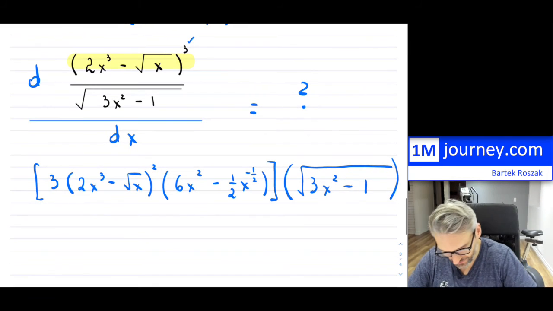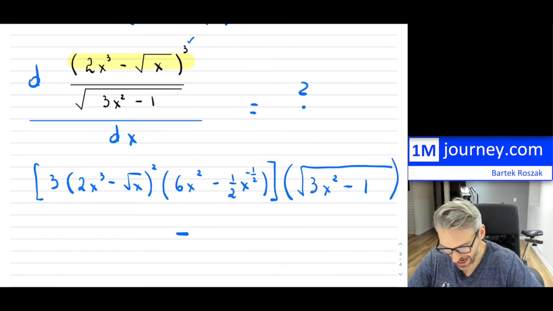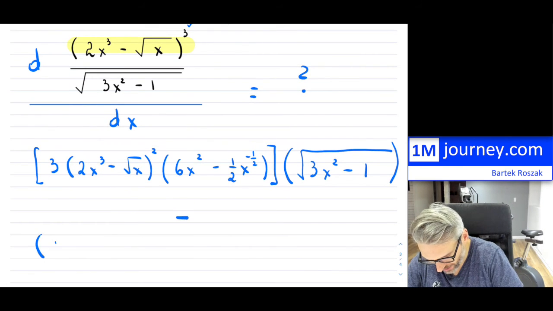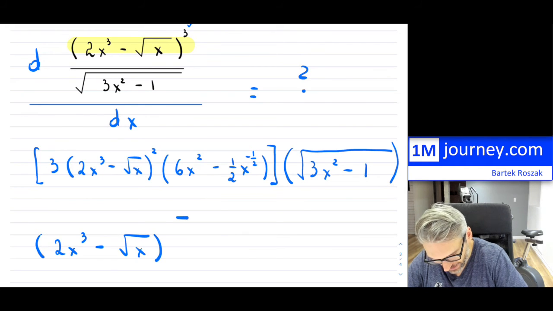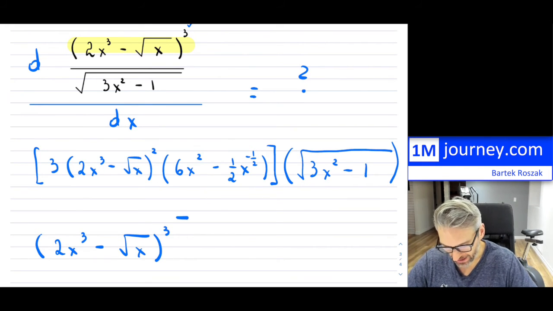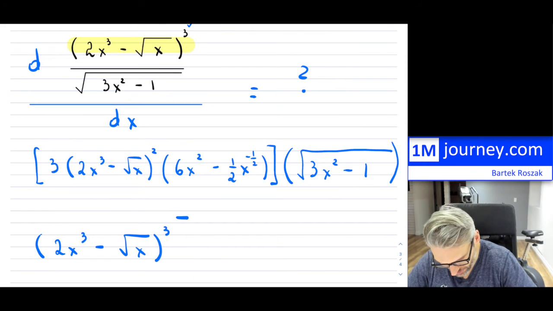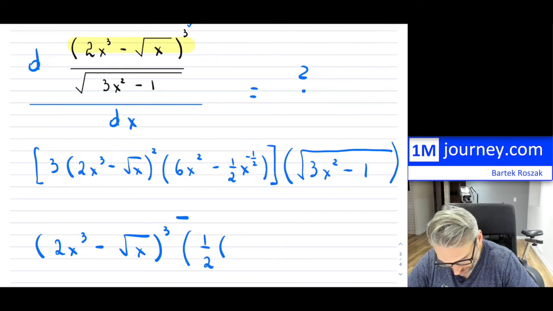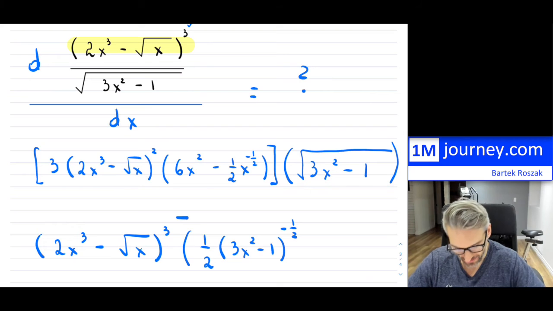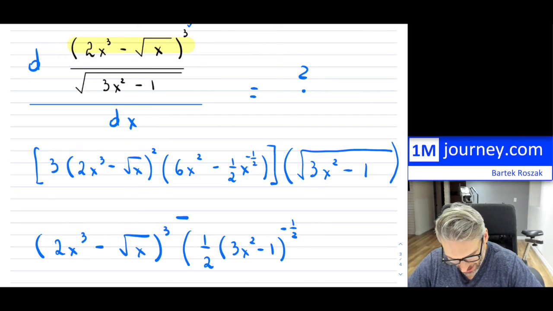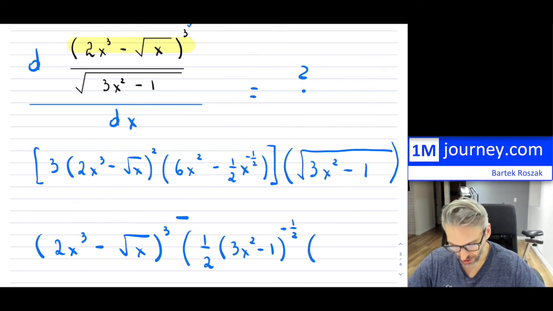Now, next, minus. Now I'm going to leave the numerator alone. So 2x cubed minus, okay, this is to the cube. And now I'm going to take the derivative of the denominator. So taking the derivative of the denominator, that will be 1/2 of all of this, 3x squared minus 1 to the negative 1/2. And then this is being multiplied by the actual derivative of inside.